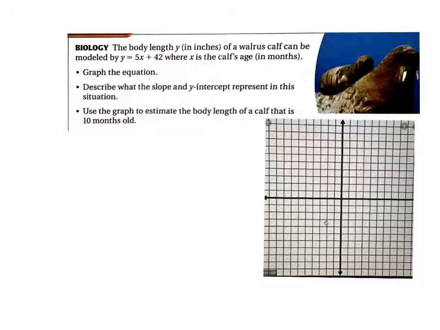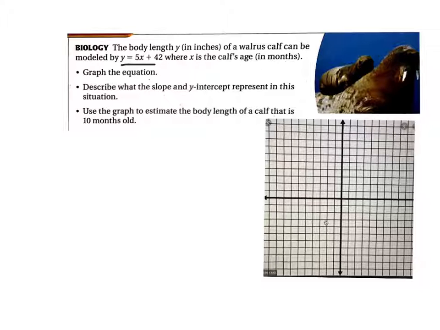They're going to give you a problem-solving skill with slope-intercept form. It says the body length, y, in inches of a walrus calf can be modeled with this equation, where x is the calf's age in months. So graph the equation. So it says 42. Oh my goodness. I'm going to say we're going by, let's make this.